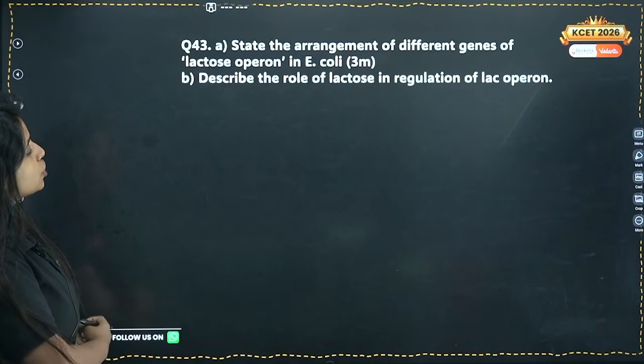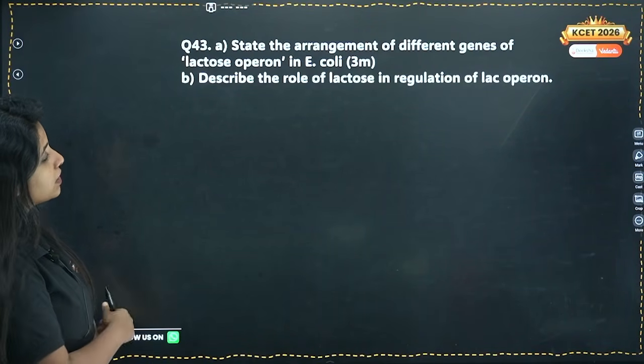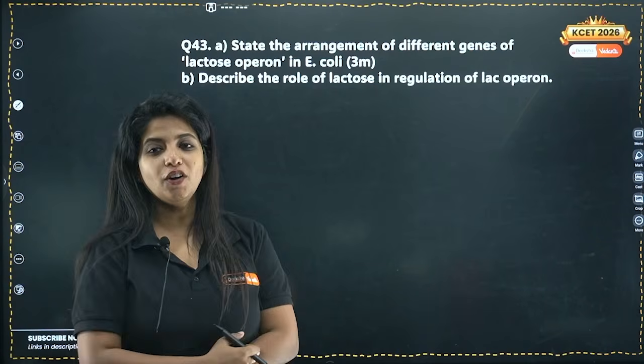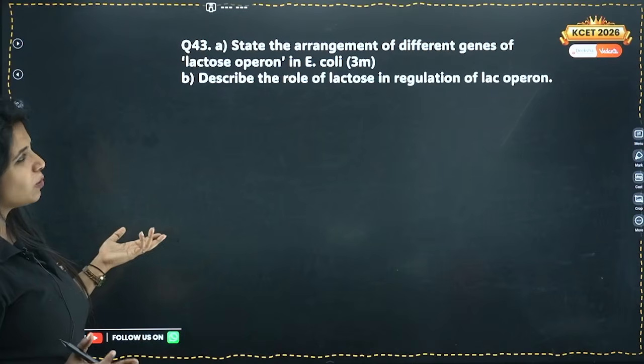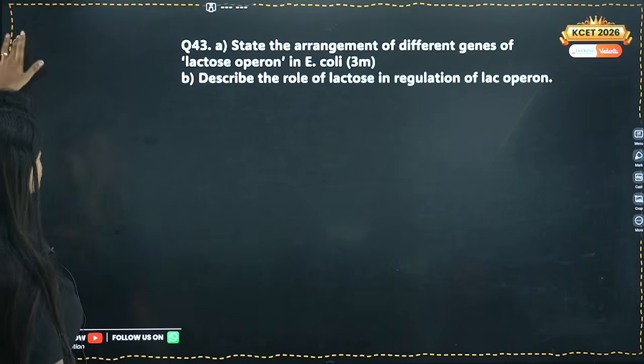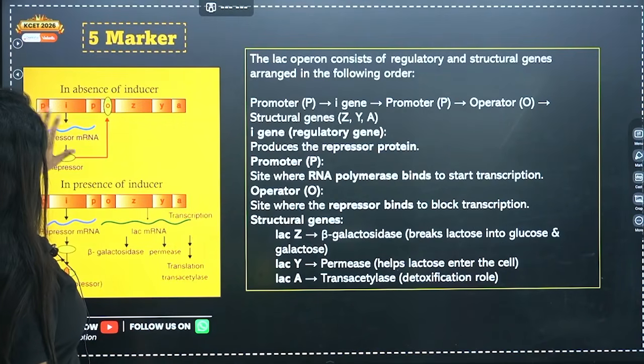Now next. State the arrangement of different genes of lactose operon in E. coli. Describe the role of lactose in the regulation of lac operon. So listen to me carefully. This question is super important. It's super easy also. You just have to state the arrangement of different genes. So first thing, this is how the genes are arranged.